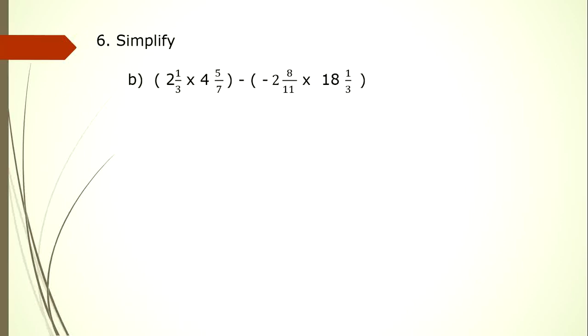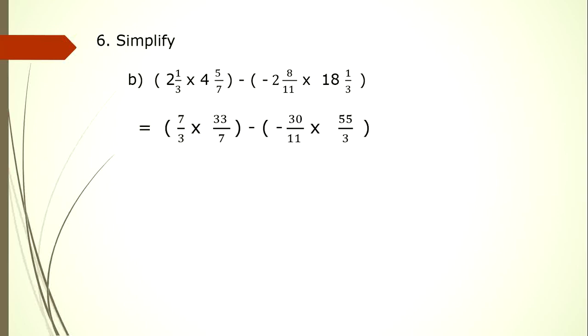Go to the sixth question. Simplify: 2 1/3 × 4 5/7 − 2 8/11 × 18 1/3. Here we are able to see the operation subtraction as well as the multiplication. So we'll first simplify the terms in the bracket.